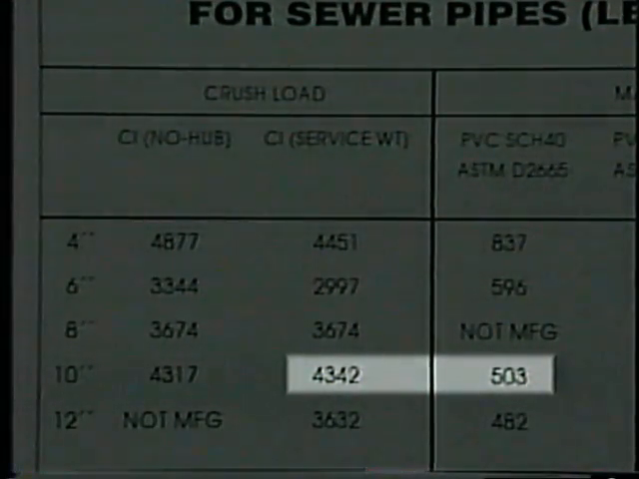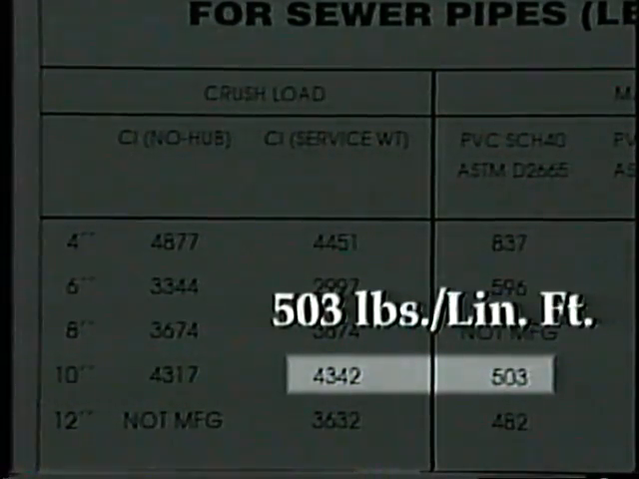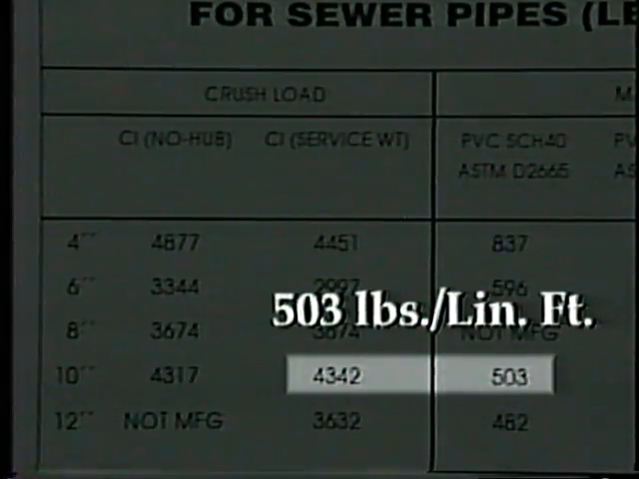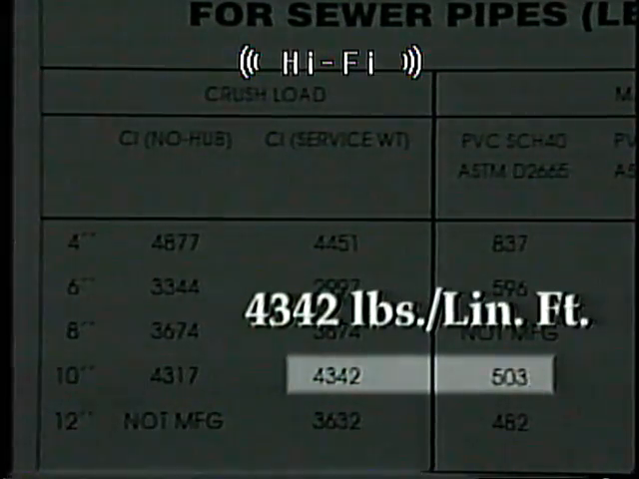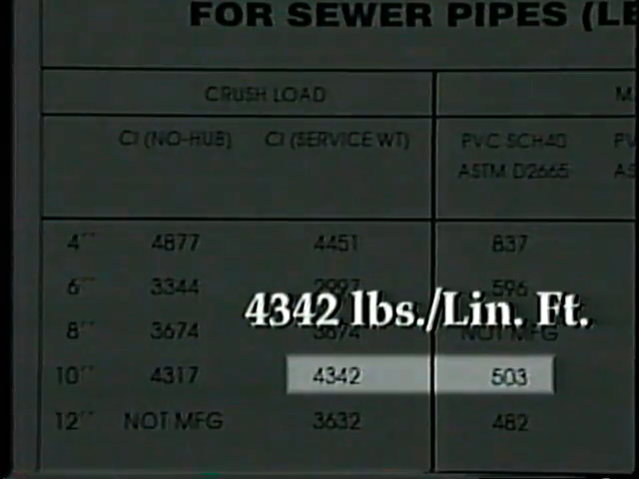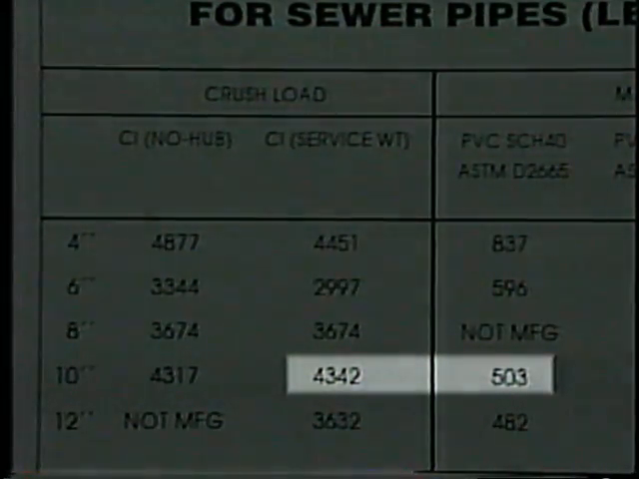ASTM 2665 requires that 10-inch Schedule 40 PVC pipe should not be deflected more than 5% at 503 pounds per linear foot to be within specification. But in the case of cast iron, the minimum ring crushing load on 10-inch service is 4,342 pounds per linear foot, over 2 tons. Cast iron is 8 times stronger than its plastic counterpart, without relying on any compacted backfill or side fill support.